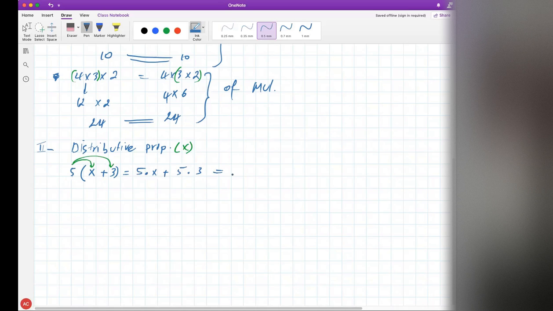So now we can say 5 times x, that's 5x. And 5 times 3, that's 15. Okay, so this is called the distributive property, which basically means multiplication. Whatever is in front of the parentheses multiplies by what's inside the parentheses. This could be a positive number, could be a negative number.